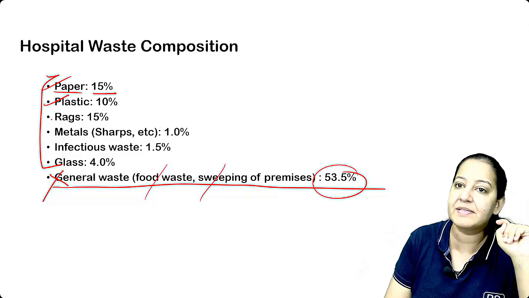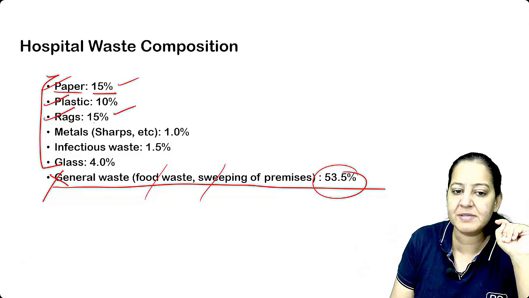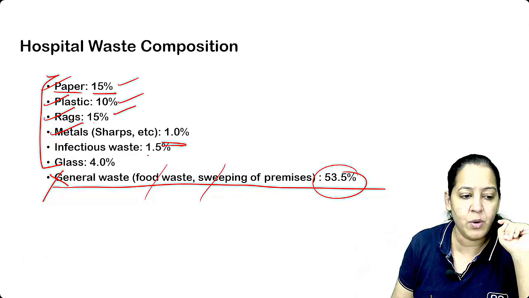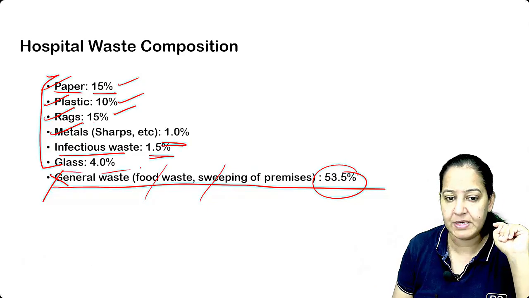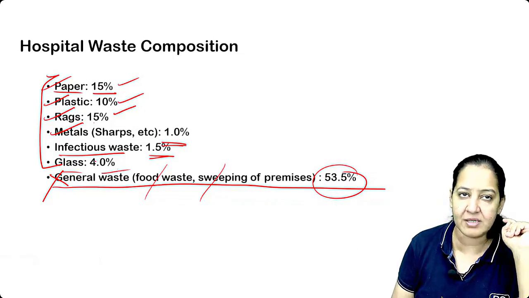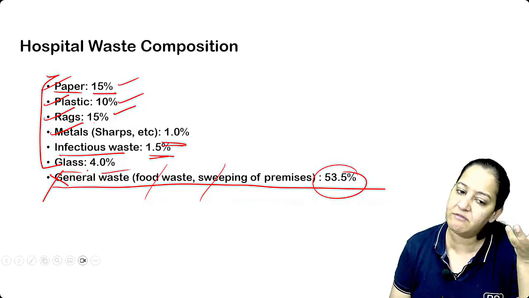Plastic is 10%. Rags are 15%. So paper is 15%, rags are 15%, plastic is 10%. Metals are just 1%. Infectious waste is 1.5%. And glass is 4%. Yes, glass, if contaminated, like the test tube or the flask, will be biomedical waste. Test tube is required for diagnosis, so it will be a biomedical waste.